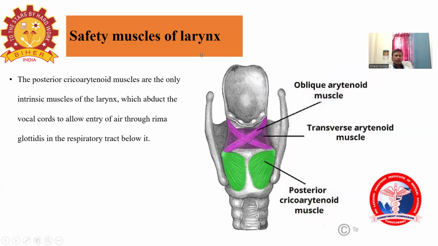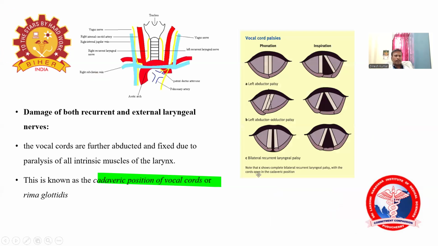Next is the safety muscle of the larynx. The safety muscle is the posterior cricoarytenoid muscle, the only intrinsic muscle of the larynx which abducts the vocal cords to allow the entry of air through the rima glottidis into the respiratory tract below it. So this is the posterior cricoarytenoid muscle.